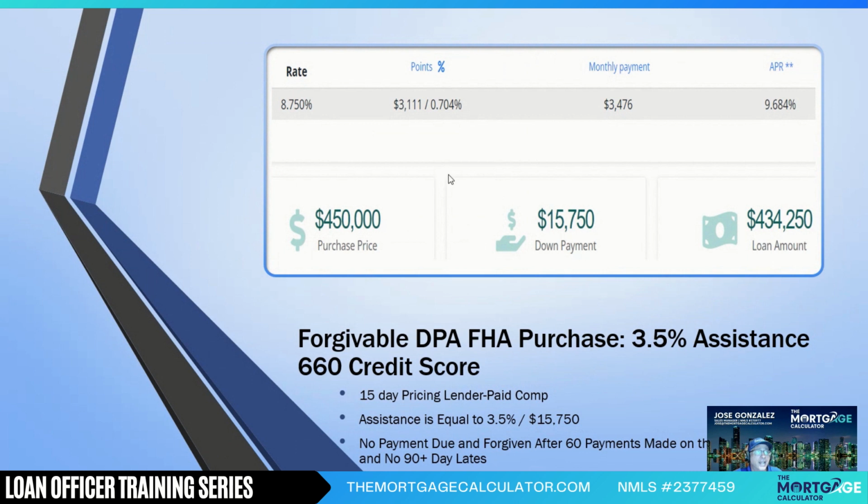And you're looking at 8.75%. Is still going to cost the borrower 0.704 points. That's the highest rate option, the highest rate that we could attain with the lowest cost option. Remember, this is a forgivable option. Payment 34.76. This will give you an idea of why they're going to pick one over the other, right?